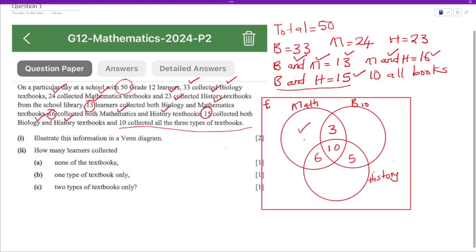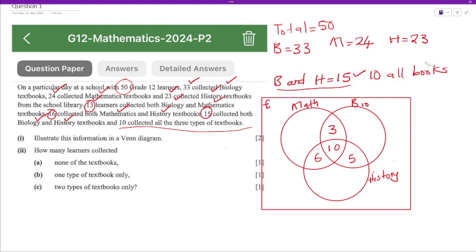Let me erase some information to just have us focus on what is remaining now. Just sort of clean up. All right. So here we're told biology should have a total of what? 33.